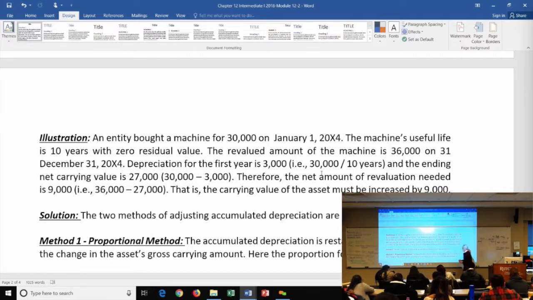So that's what I was saying before. We're going to wipe this up. If the carrying value is 27, we're wiping this up above carrying value. There's a $9,000 upward revaluation. So it's $9,000. So we're going to have to wipe this up. So a realized gain of $9,000. That's an upward revaluation.